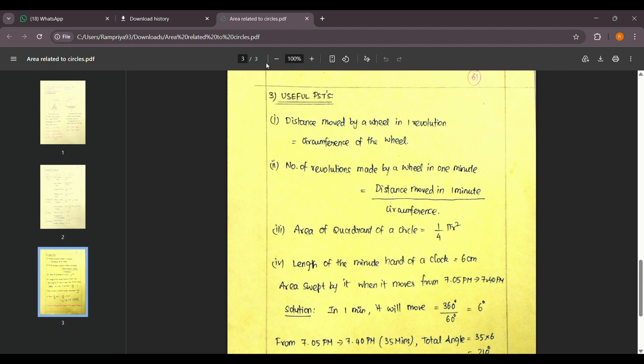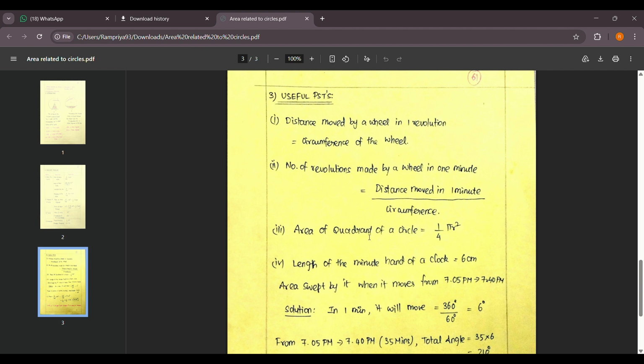The distance moved by a wheel in one revolution is equal to the circumference of the wheel. And for the number of revolutions made by a wheel in 1 minute, you have to use this formula: distance moved in 1 minute divided by the circumference.